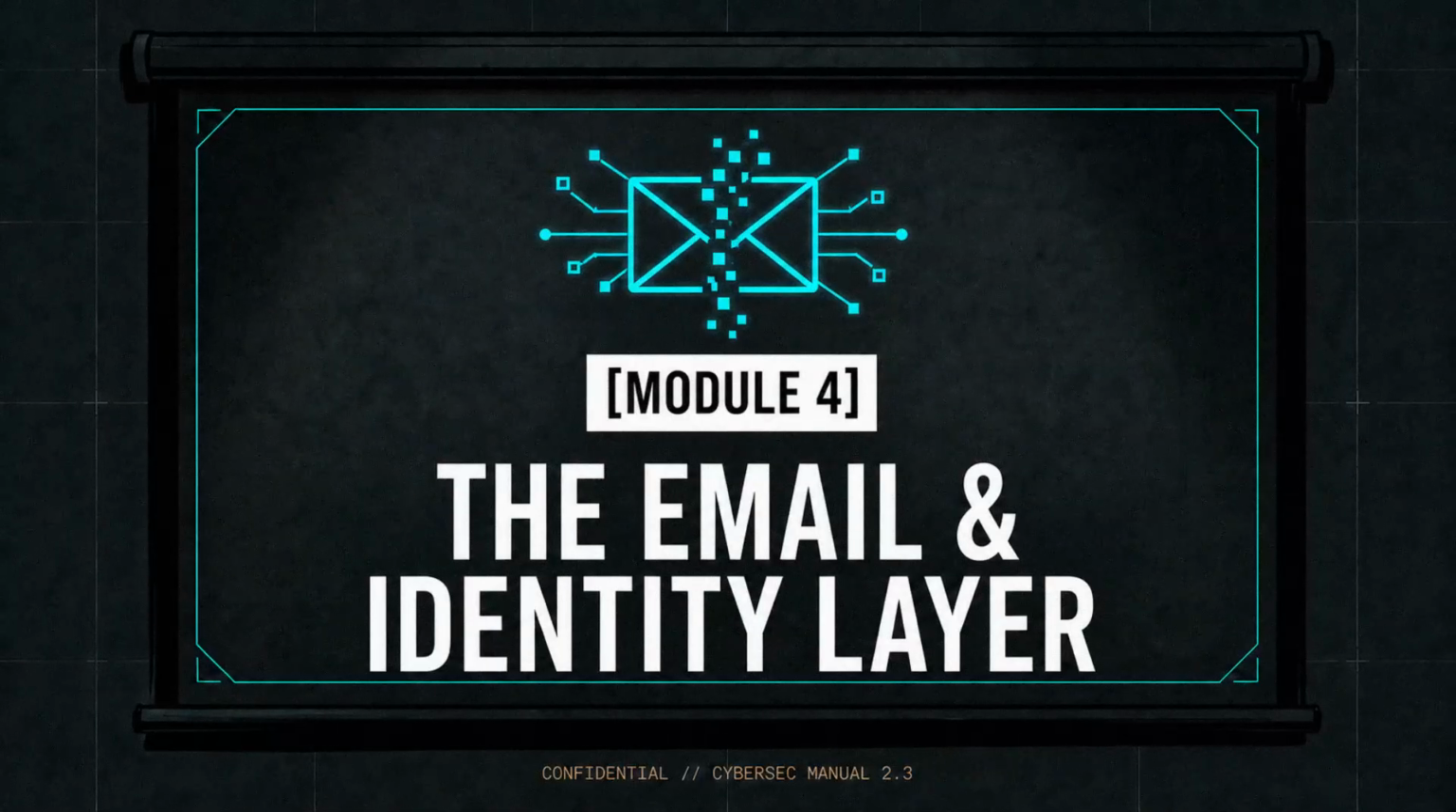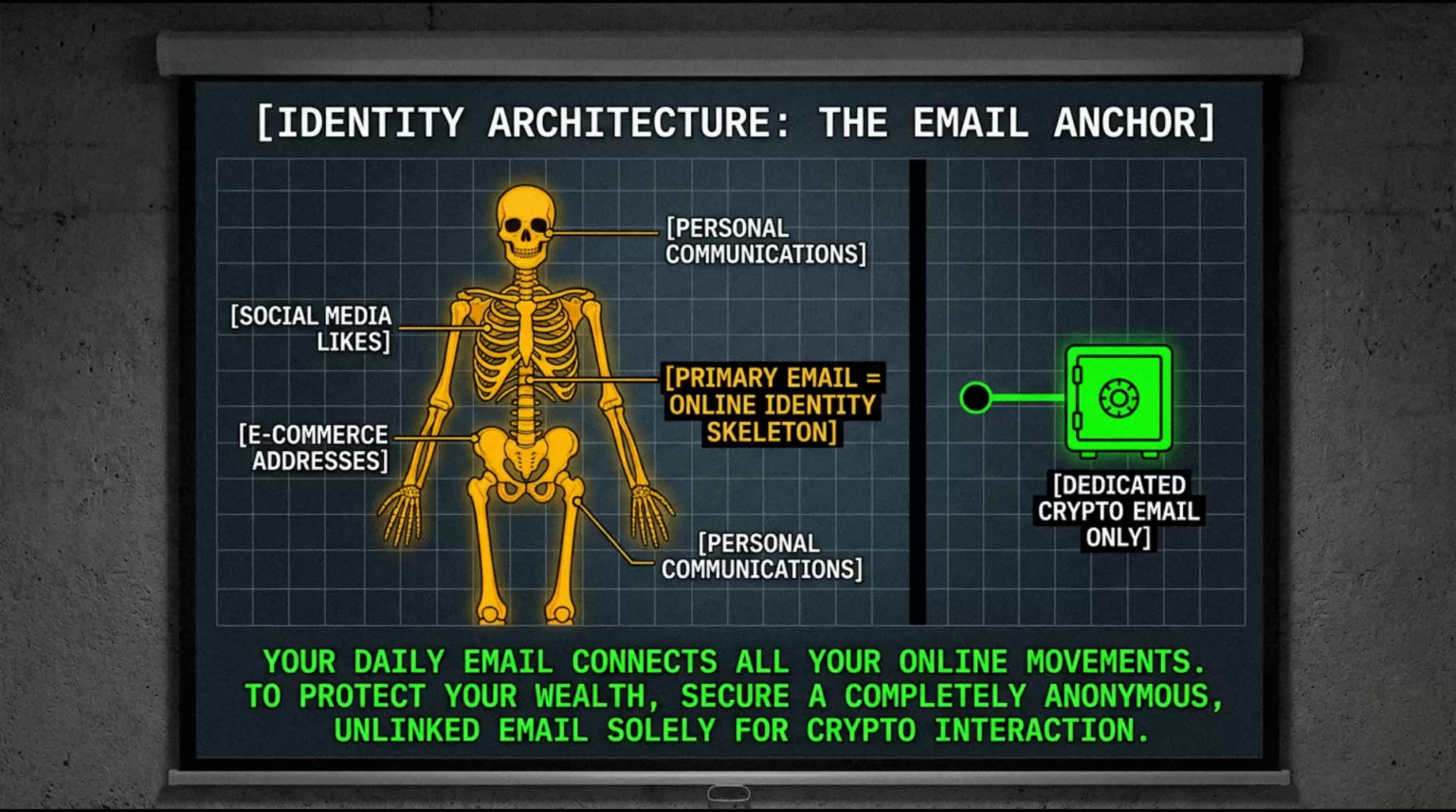Now moving on to the next layer, the email and identity layer. This is the piece people overlook because your email is the skeleton key to most of your online identity. The action plan is as follows. Create a dedicated crypto email.